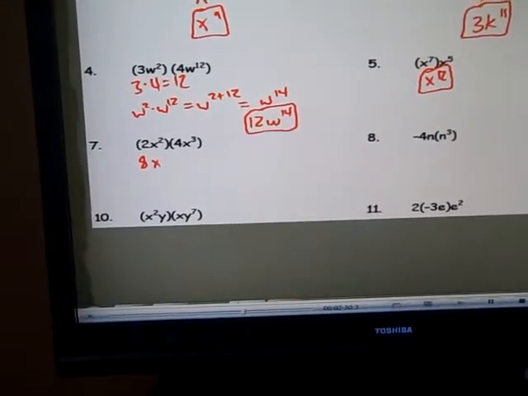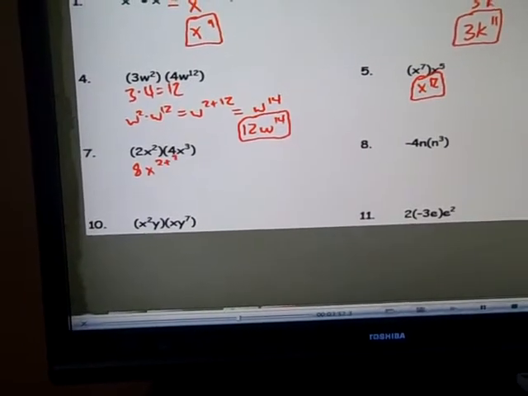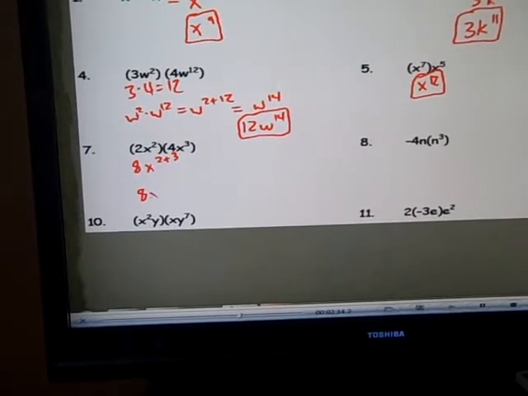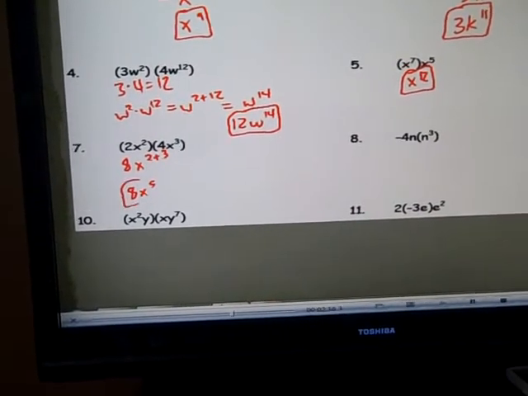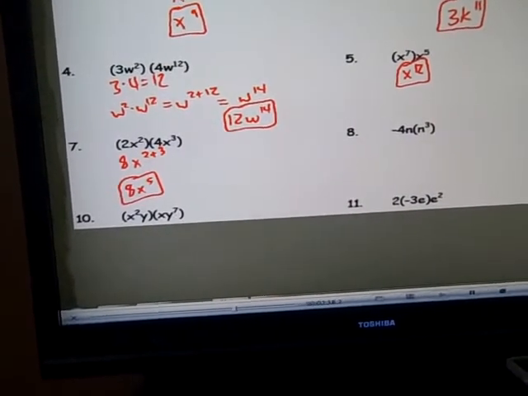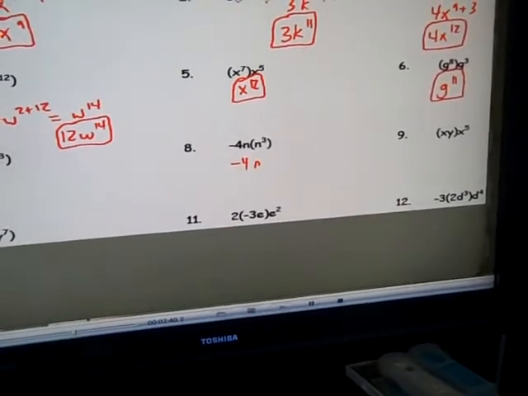Number 7, we multiply the numbers. 2 and 4 give us 8. And then we add the exponents. X to the 5th. 8x to the 5th at the end.